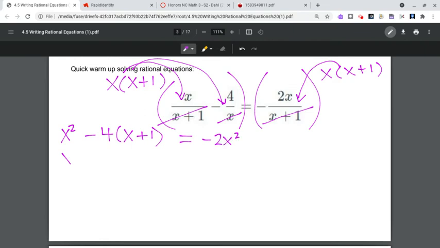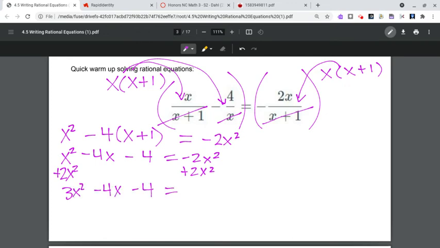Distribute on the left, x squared minus 4x minus 4 equals negative 2x squared. Add 2x squared to the left-hand side to set it equal to 0. That gives you 3x squared minus 4x minus 4 equals 0. Then we factor to find the solutions.